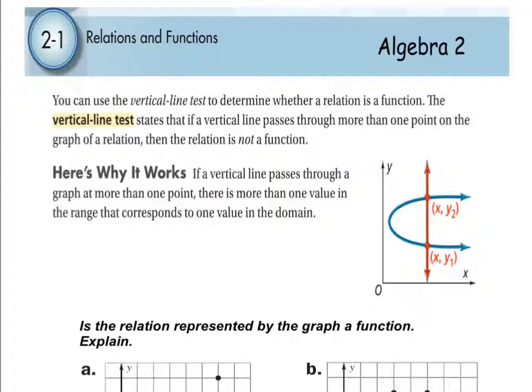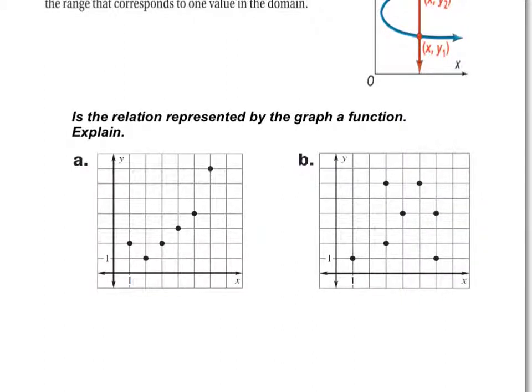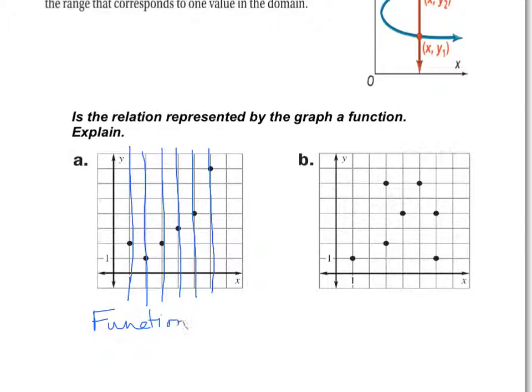Okay? So let's take a look here at the bottom. If you were to draw a vertical line down each one of these ordered pairs, you'll notice it only hits, and you can draw a vertical line through any part, it only hits a dot one time. If it hits more than one dot at a time, then it's not a function. But in this case, it only hits one dot, so this is a function. And why is it a function? Because it passes the vertical line test.